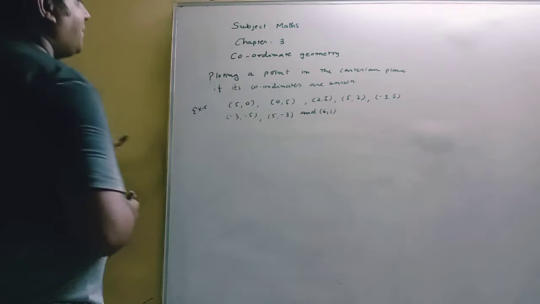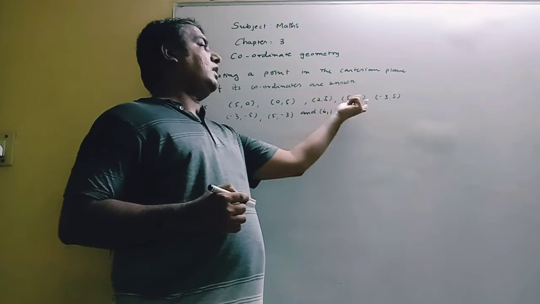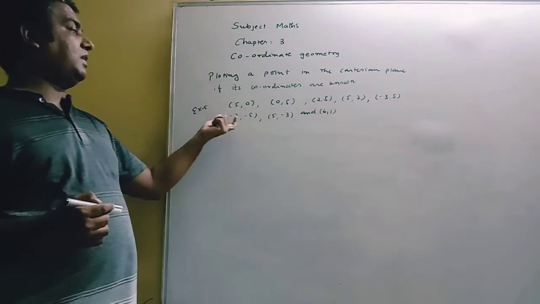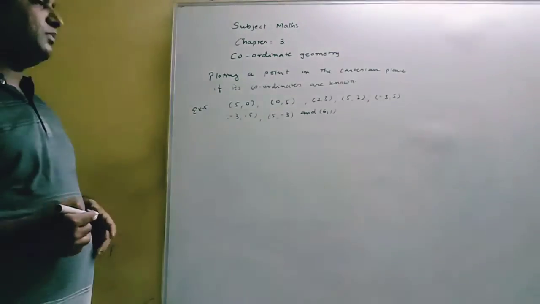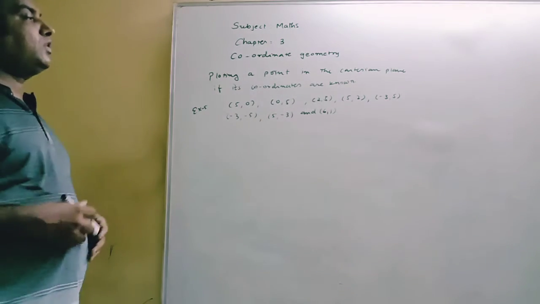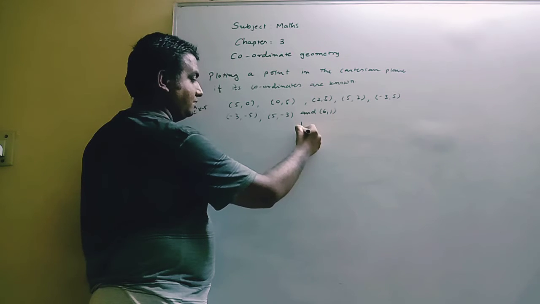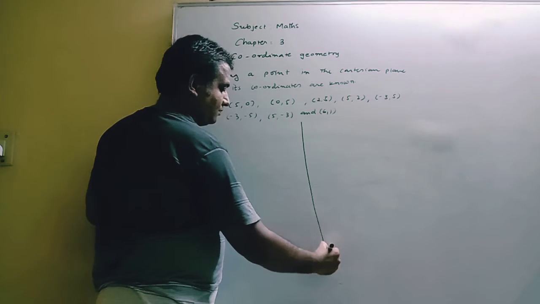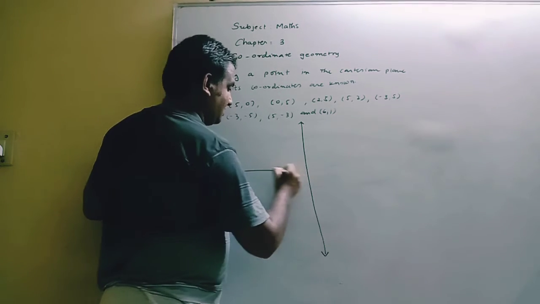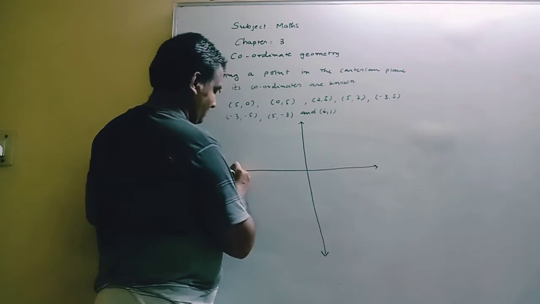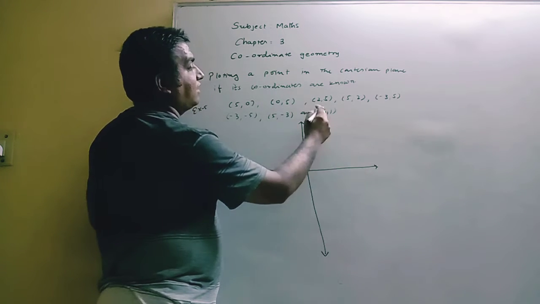Now we have Example 5: locate (5, 0), (0, 5), (2, 5), (5, 2), (-3, 5), (5, -3), (-3, -5), (-5, -3) and (6, 1) in the Cartesian plane. So these points we want to mark in the Cartesian plane. Then we will take the x-axis and y-axis. Now the positive x-axis will be required till 6.